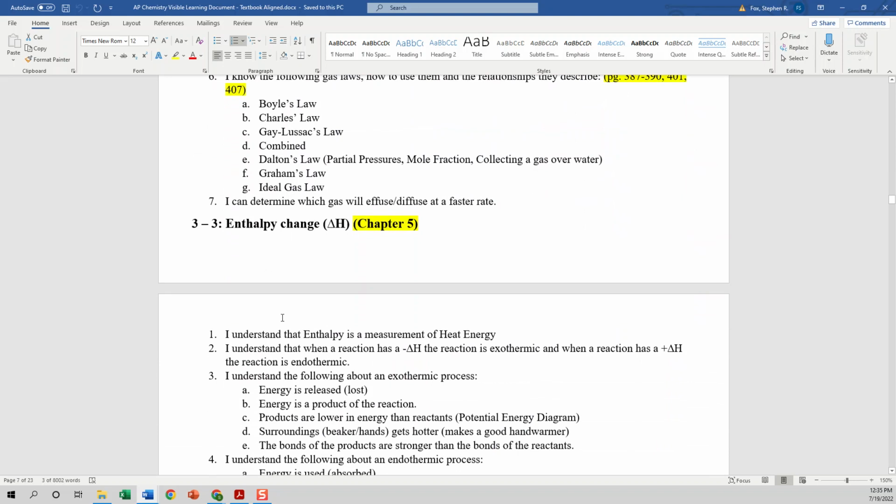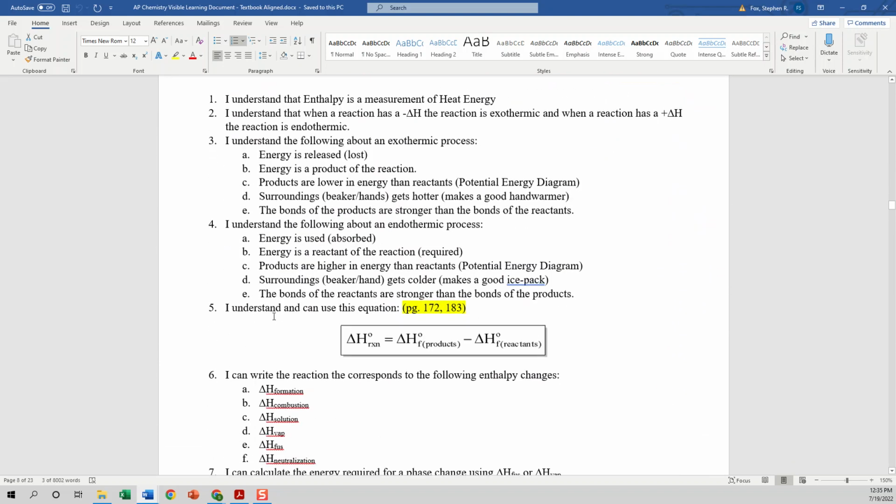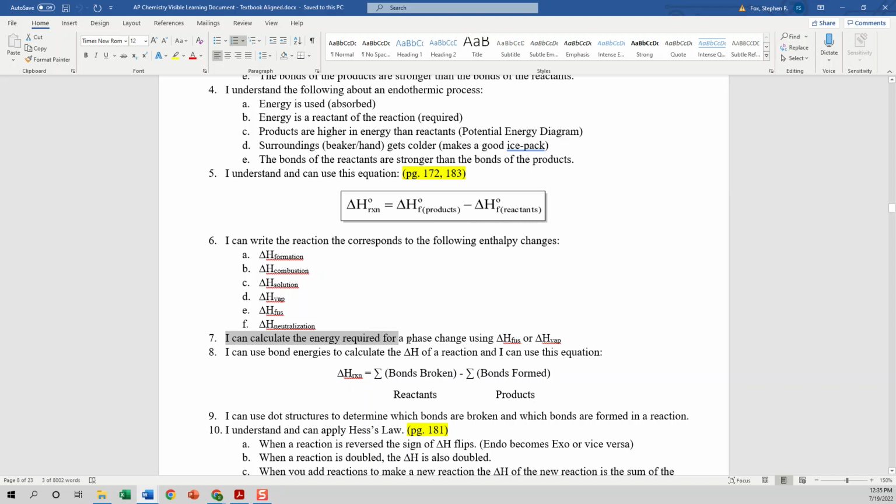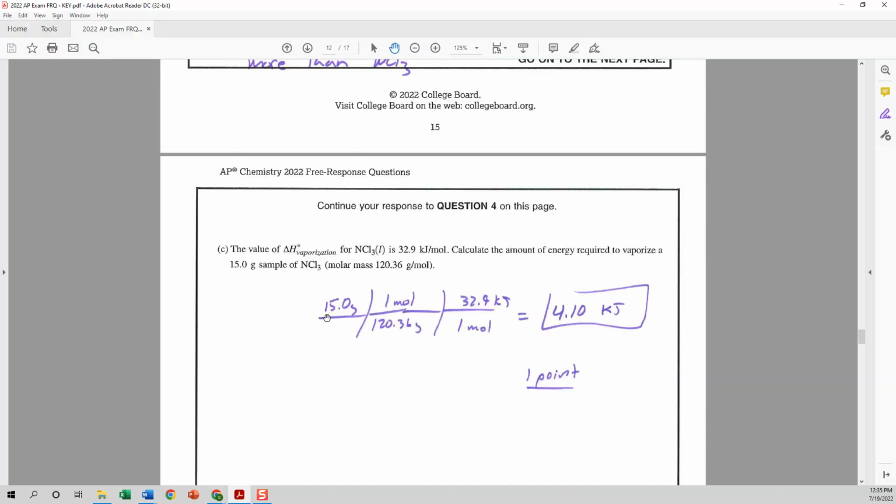But it was using the molar heat of fusion. So, 3-7, I can calculate the energy required of a phase change. And so this is where we're using the delta H of vaporization, which they gave to us. All right, so we'll take our 15.0 grams and convert it to moles. The reason I convert it to moles is because the unit for the heat of vaporization they gave me is energy per mole. And so then once I have moles, I'll multiply it by kilojoules per mole. That'll cancel out moles and give me my energy in kilojoules. So it would take 4.1 kilojoules to completely vaporize this many grams of NCl3.